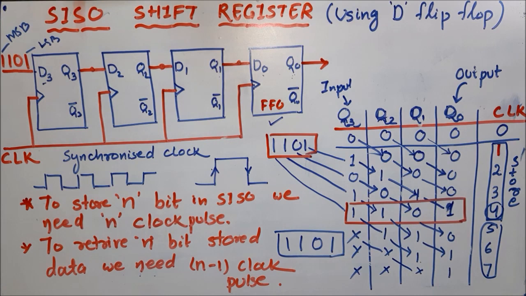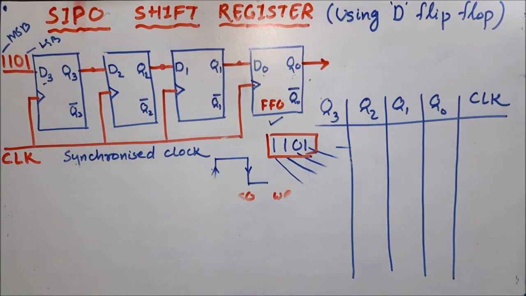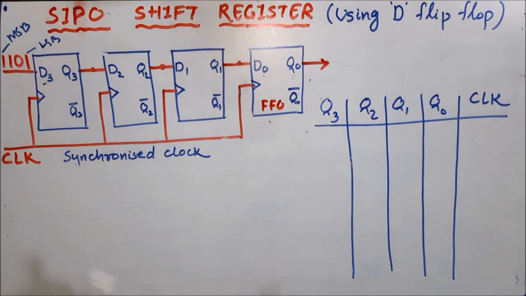Okay, so to retrieve n-bit stored data, we need n minus 1 clock pulses. So this is all about the working principle of serial input and serial output. Now let us study the serial input, parallel output shift register, which also uses D flip-flops.